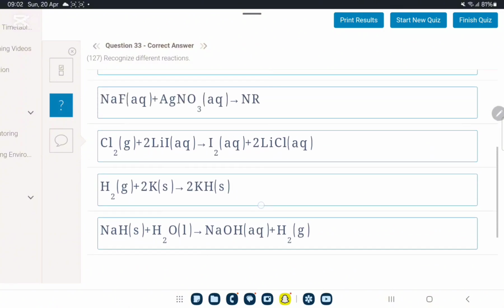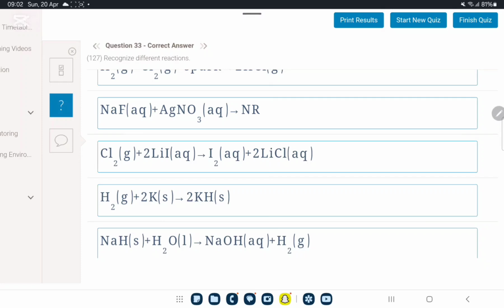After that we have NaF and AgNO3. Fluorine does not form a precipitate with Ag, and NaNO3, I mean they react but nothing visible, so it just dissolves. And also Na and NO3 is highly soluble, so no reaction. And then Cl2 and 2LiI, lithium iodide, sorry. Another displacement reaction.